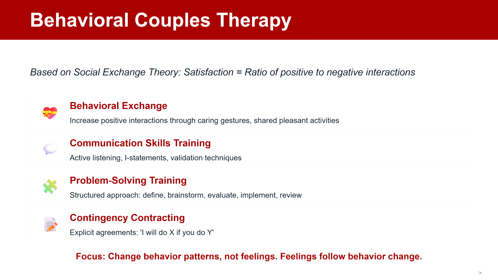Contingency contracting creates explicit agreements: I will do X if you do Y. The focus is on changing behavior patterns and not the feelings. The assumption is that feelings follow behavior change. Evidence shows improved relationship satisfaction in about 70% of couples.